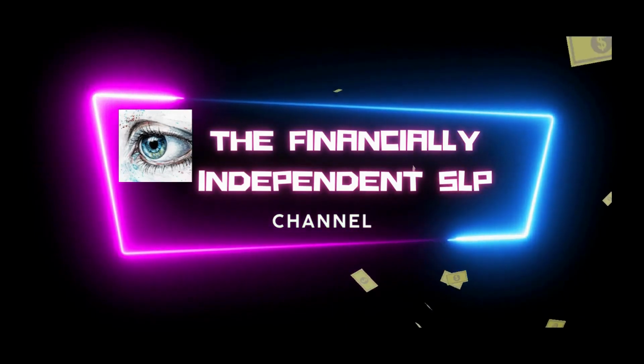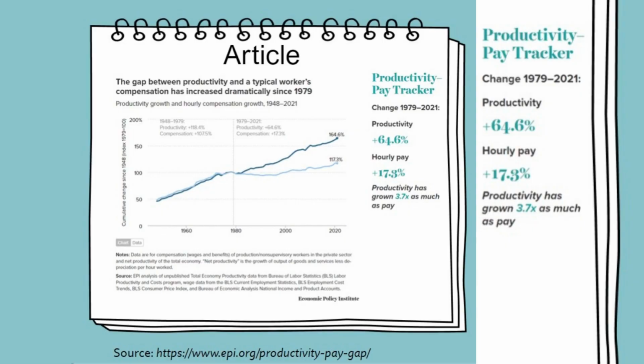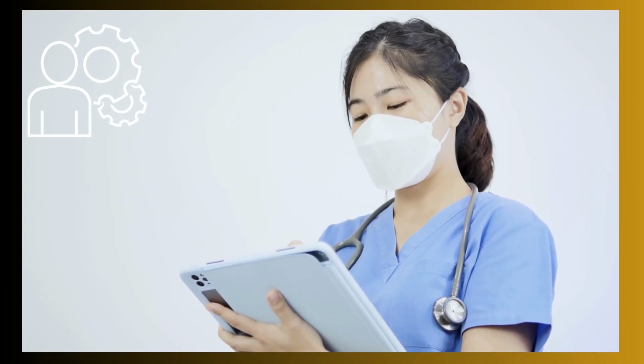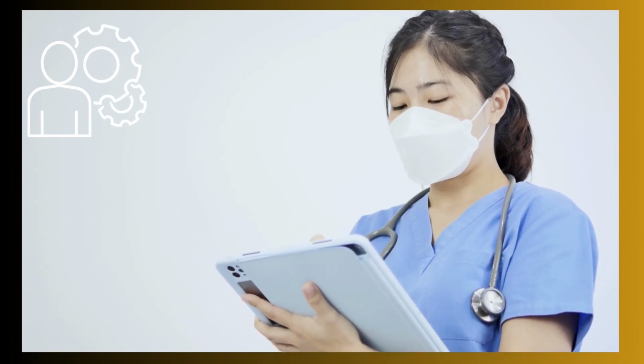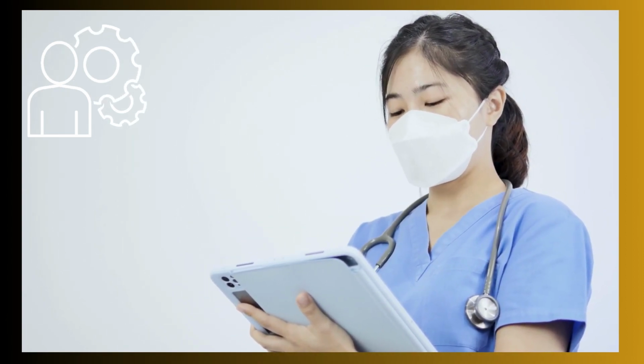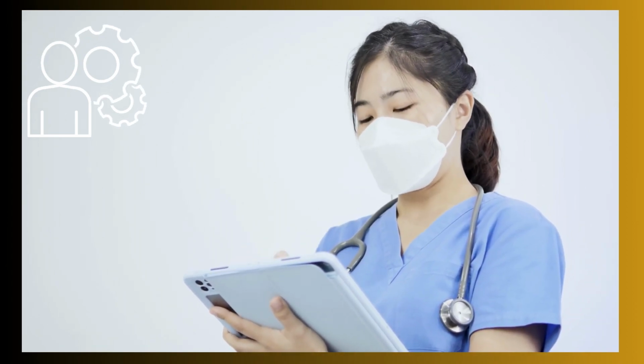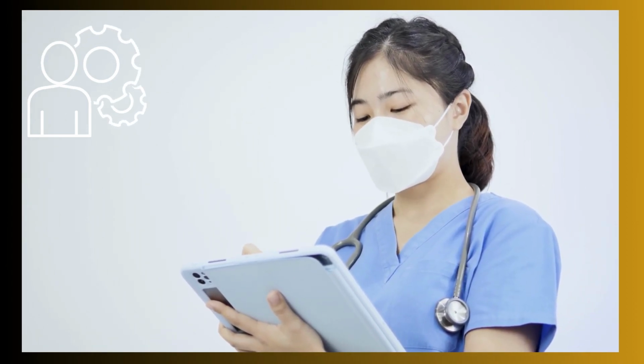I saw a very interesting article by the Economic Policy Institute that talked about the productivity pay gap. They mentioned that the gap between productivity and a typical worker's compensation has increased dramatically since 1979. Basically, what the Institute shared was that they did a productivity and pay tracker, and they noticed the change between 1979 all the way up to beyond the pandemic to 2021.